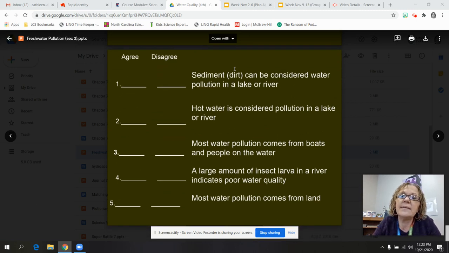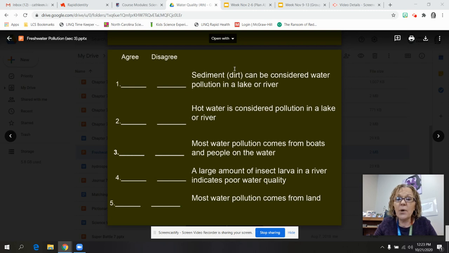Number 1, sediment or dirt can be considered water pollution in a lake or river. Absolutely, because it raises the turbidity of that water and the sunlight can't penetrate and then photosynthesis can't occur. So number 1 is true, okay? Number 2, hot water is considered a pollution in a lake or river. Absolutely, because if the hot water is dumped into the lake or river, it increases that water temperature, it can kill the fish. That's a pollutant, okay?